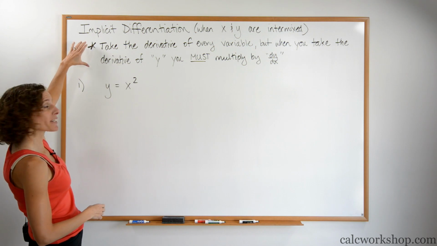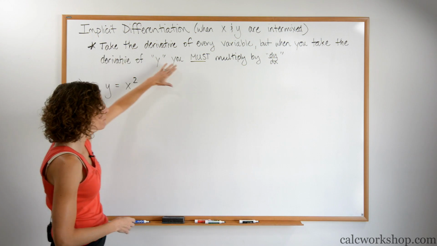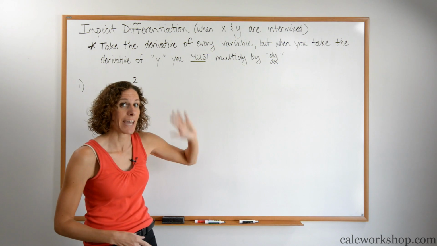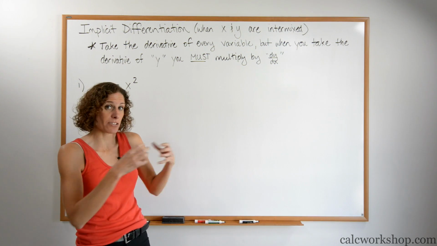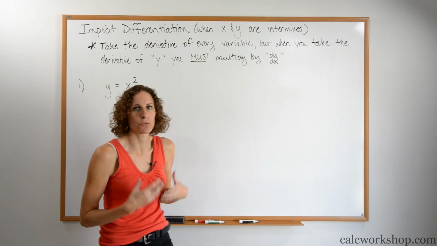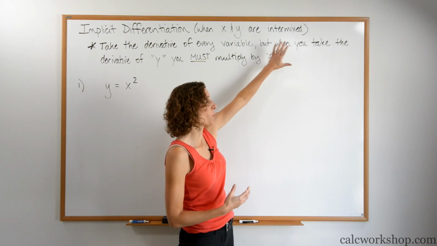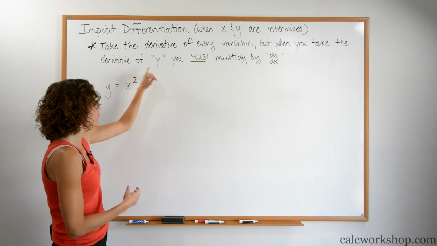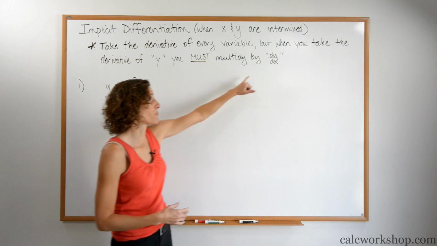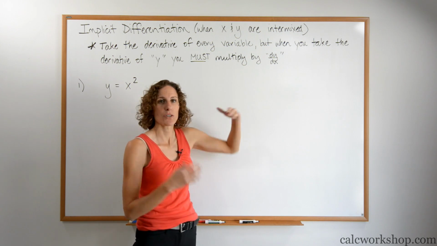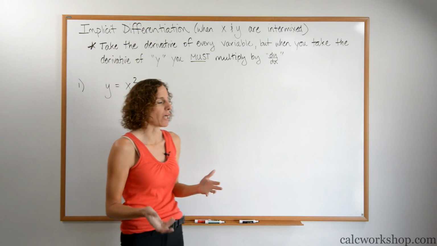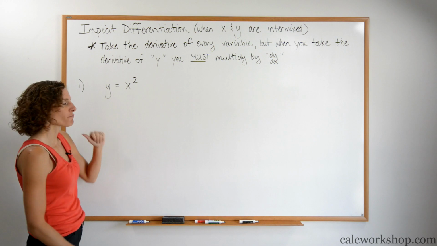Here's the rule. We're going to take the derivative of every variable, x and y. We're going to take its derivative using our power rules and so forth. But when we take the derivative of the y, we're going to multiply by dy dx. You've already been doing it, you just didn't realize it. So here's the first example.